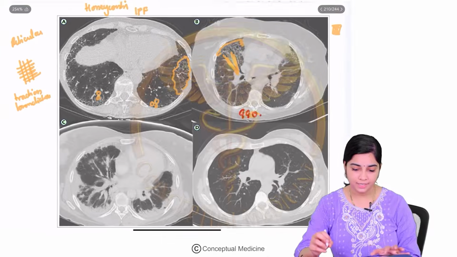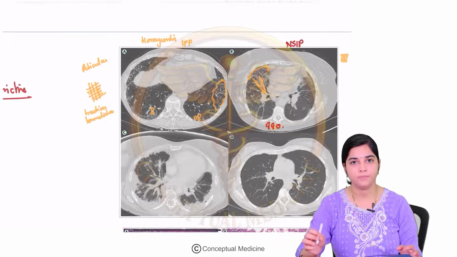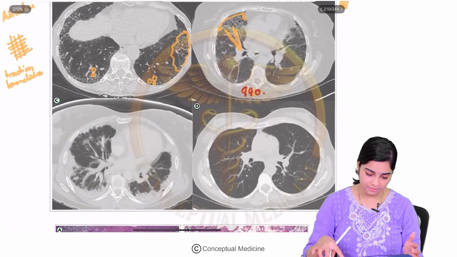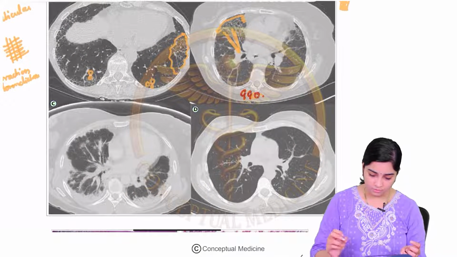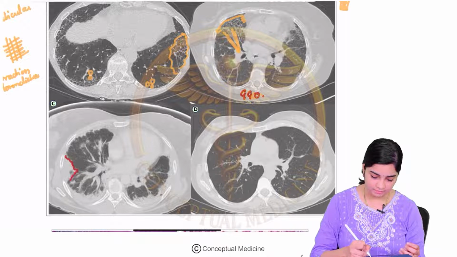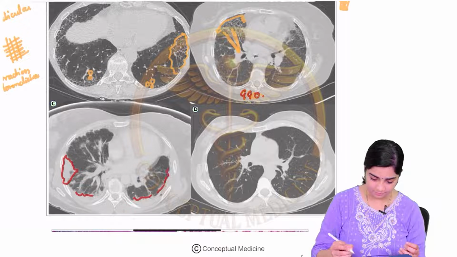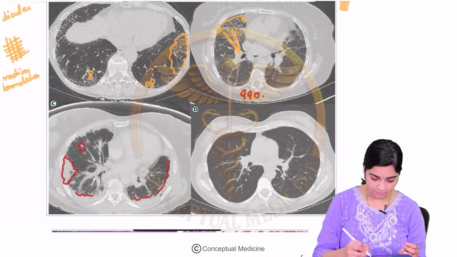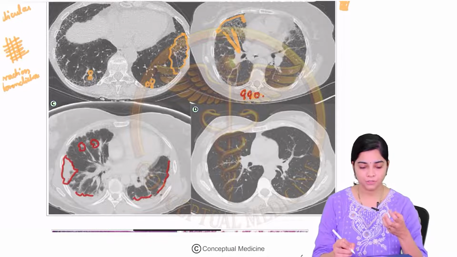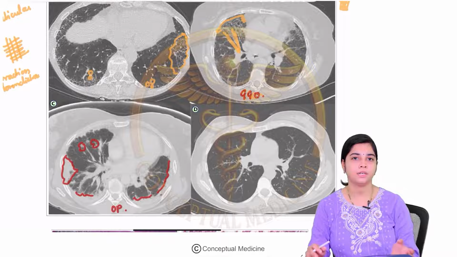And where do you find this? You find this typically in the NSIP pattern. Okay, fine. Now, what are we seeing here? You can see that there is some amount of organization. This is bilateral pleural effusion, and you can see that there is some amount of organization of the opacities, and this is what we call the organizing pneumonia kind of pattern.